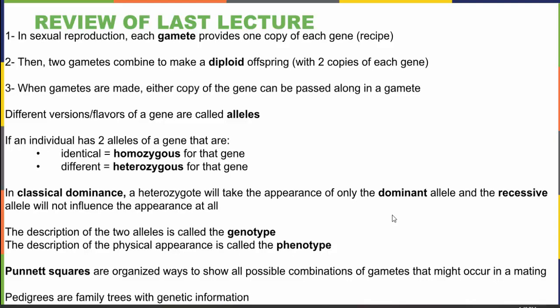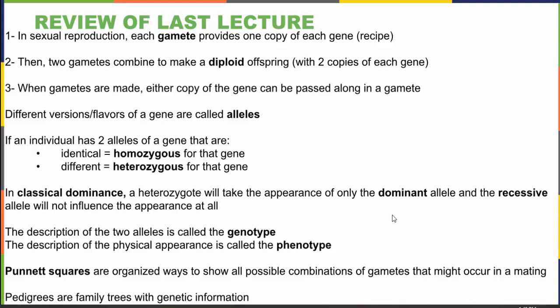So let's say that brown hair is dominant over blonde hair. That means that if you got a recipe for brown hair from one parent, and a recipe for blonde hair from the other parent, your hair would actually be brown. The blonde would not show up at all because brown is the dominant allele. The genetic description is called the genotype. That's the actual alleles that you have in your genetic code. The physical appearance, as we mentioned already, is the phenotype.